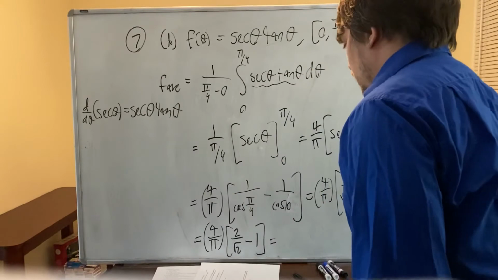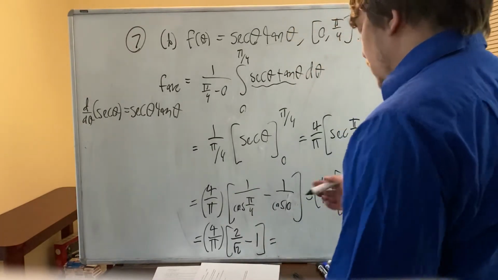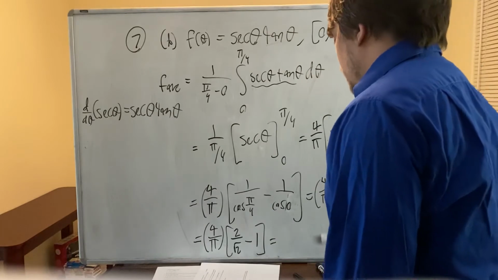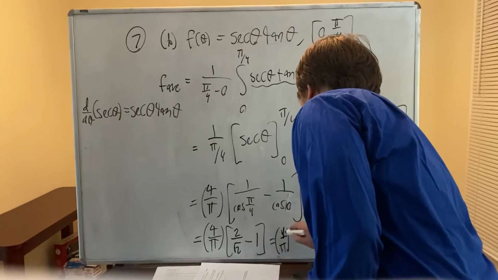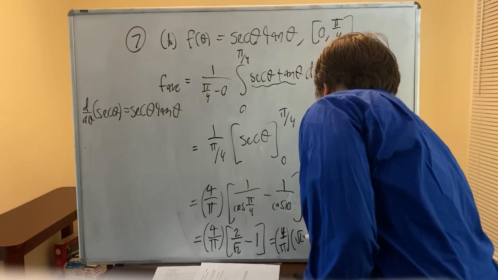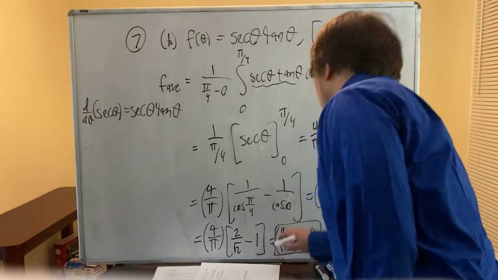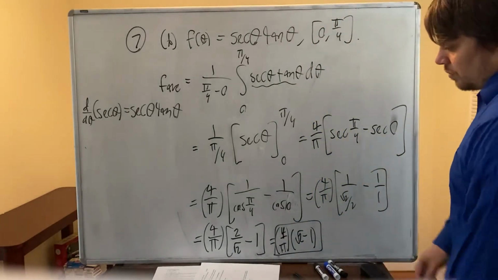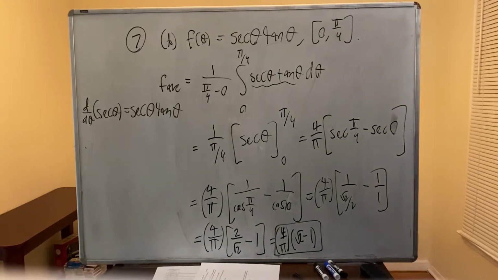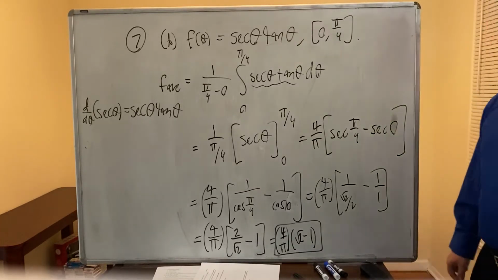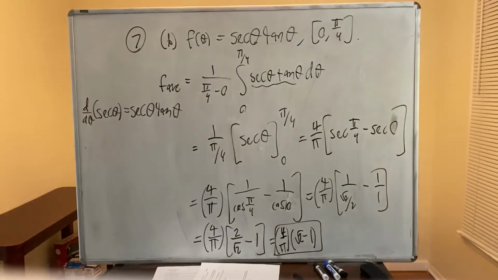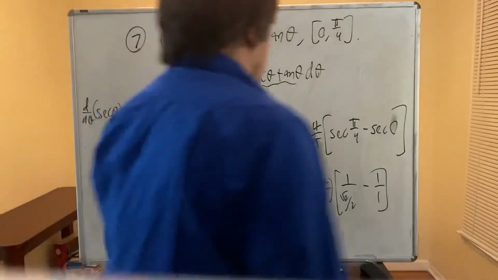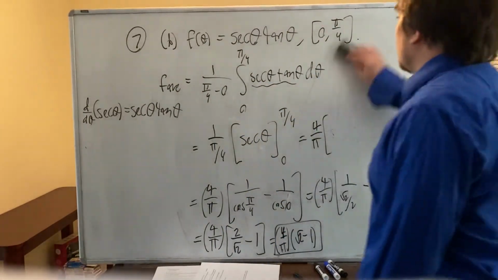If you rationalize that, multiply by root 2 over root 2, and you get root 2. So this is 4 over pi times root 2 minus 1. You can think like that. Okay, so the answer is 4 over pi times root 2 minus 1. So that's 7b. Good. Everything's good. So next we're going to go to number 8.